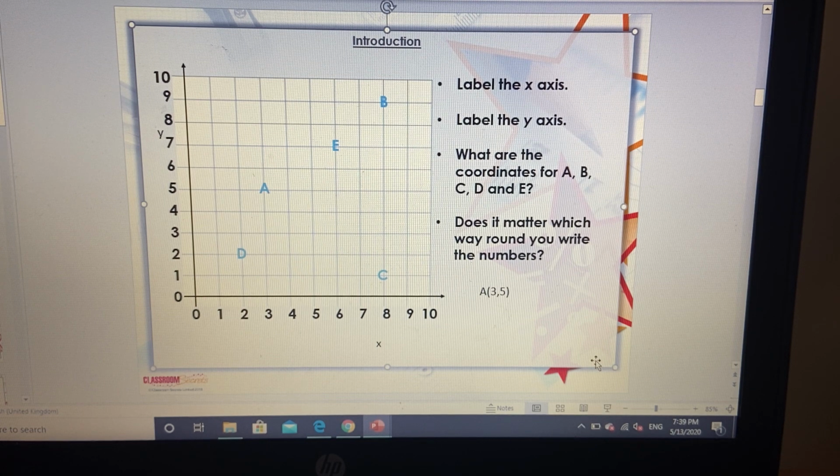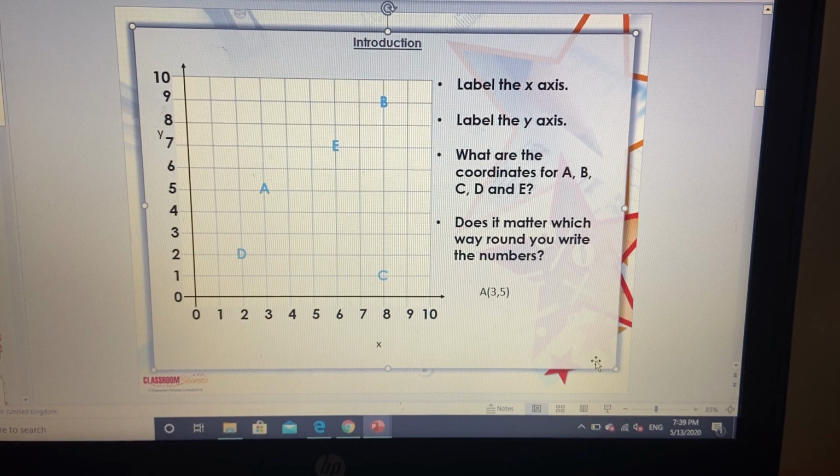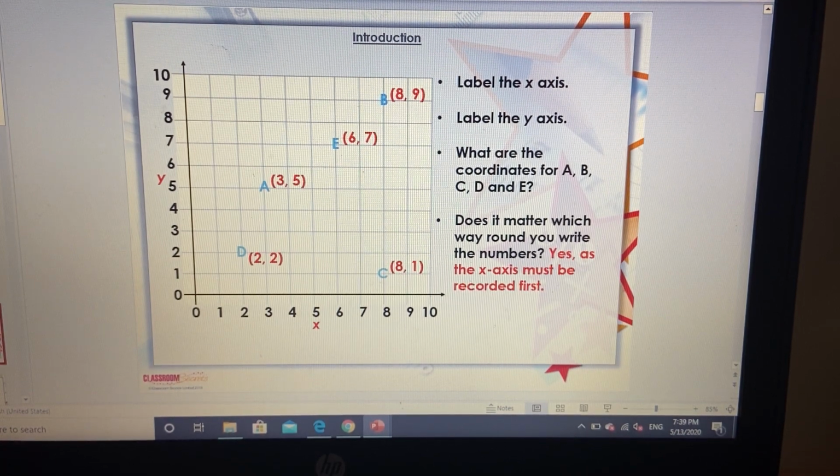So what I would like you to do now is pause the video, and try to work out B, C, D and E yourself. If you pause the video, it will give you time to do that. Right, Year 5, so now you can see your answers and hopefully you got your coordinates correct.